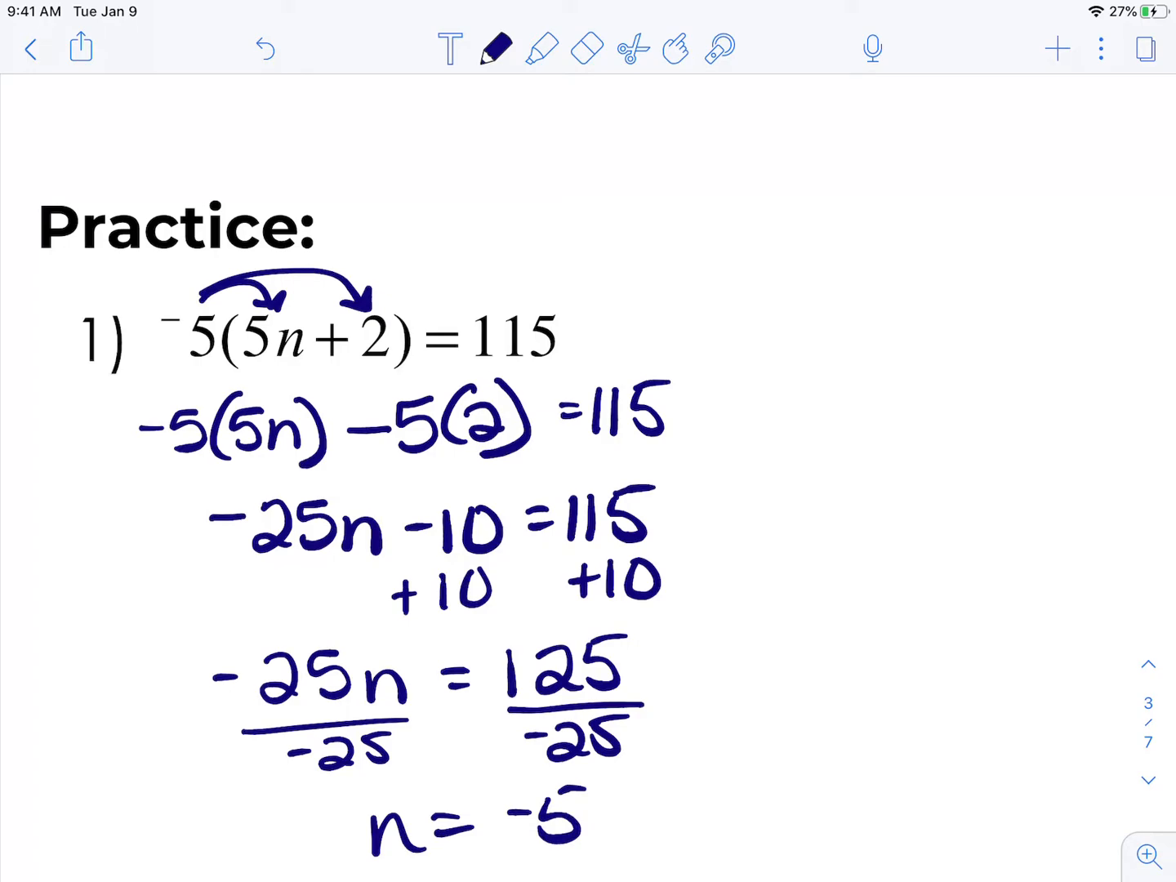And if you have a calculator, you can quickly check this by doing negative 5 times negative 5 plus 2. Put that all in your calculator together, and you should get 115 as your answer.